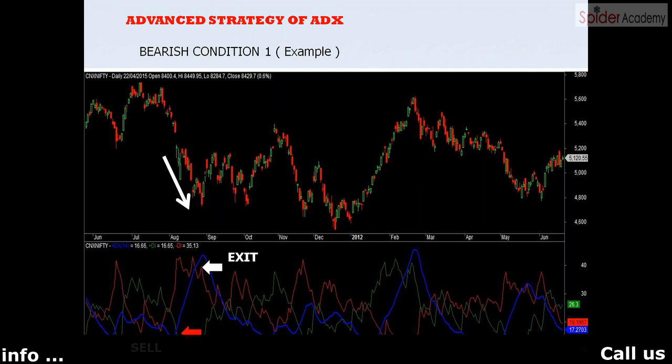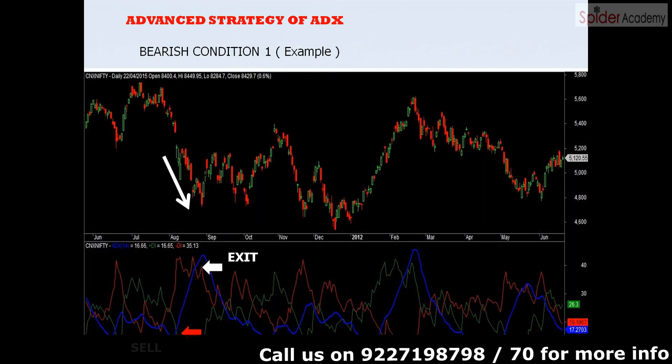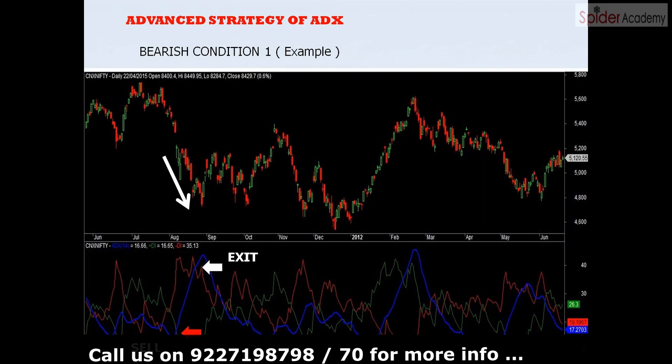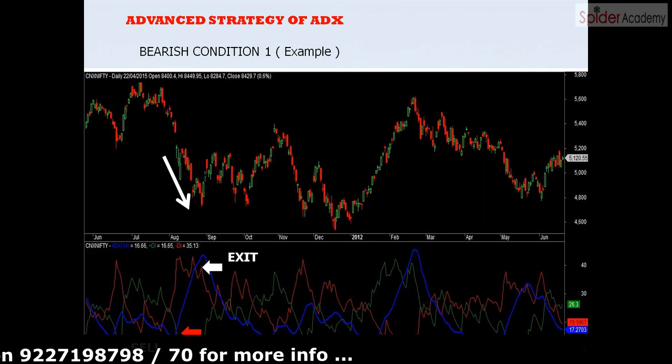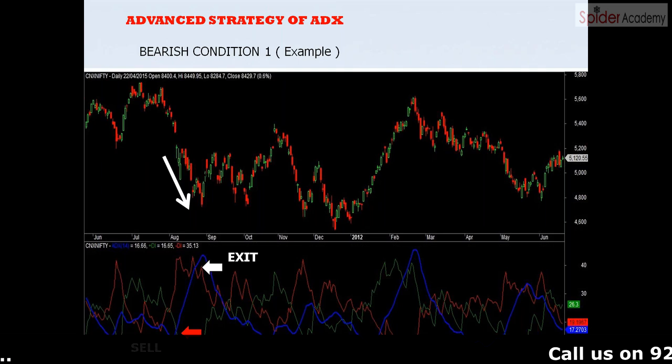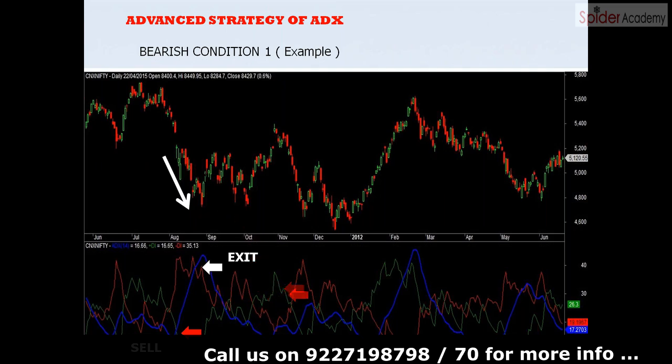Bearish condition 1 में I will repeat, red should be above green and the ADX line should be below both, and it should cross the green line from below. It's a sell signal. And again, when the ADX line goes up and crosses the red one, it's an exit signal.